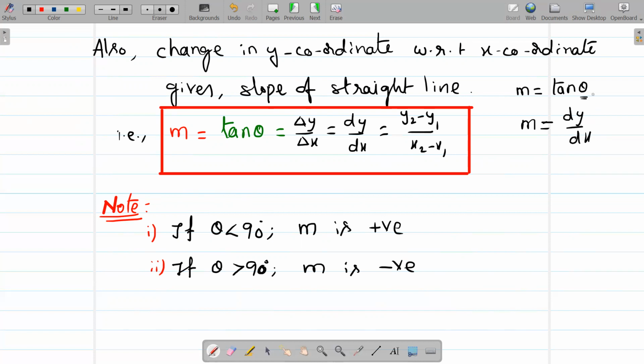By combining these things, we can rewrite it as m equals tan theta equals delta y by delta x or dy by dx, which is equal to (y2 minus y1) by (x2 minus x1). Got it? Here I would like to give a note about theta. I will show you the standard straight line graph in the next slide. Just remember that theta is the angle measured between the positive x-axis and the line in the anti-clockwise direction.